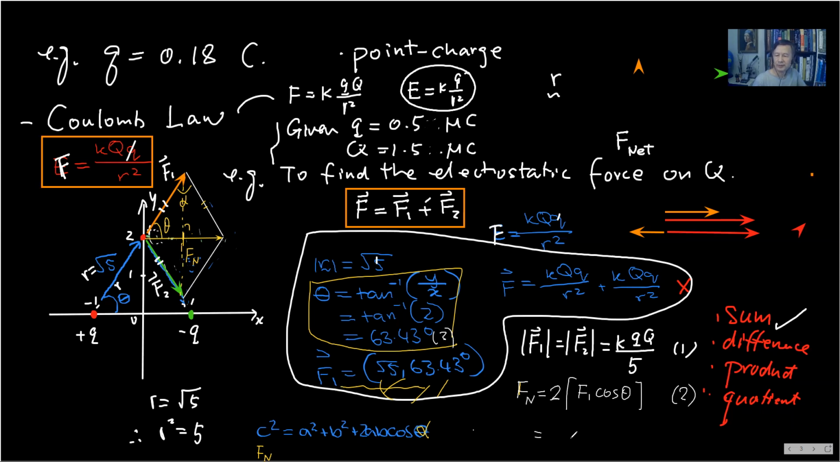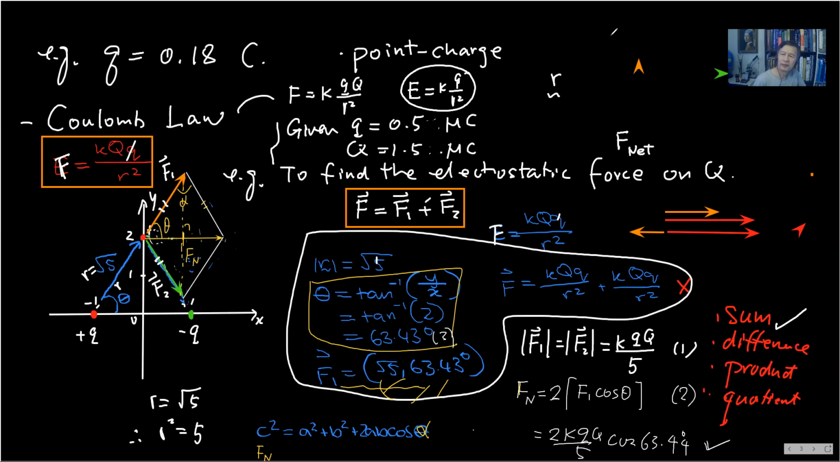So that would be equal to 2KQ divided by 5, multiplied by cosine of whatever number, 63 degrees. Roughly, that is accurate enough. Can you see the answer now? That is just the magnitude.